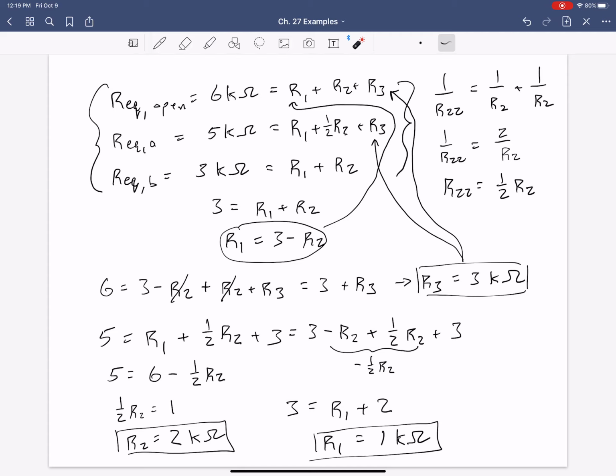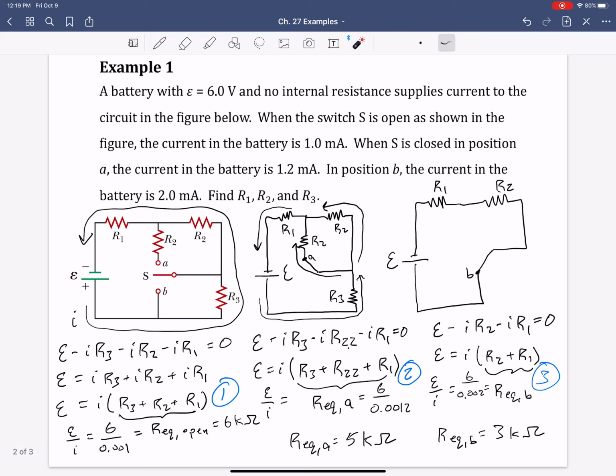Okay, so that's how you would solve a system of equations from Ohm's law to find the individual resistances in a circuit.